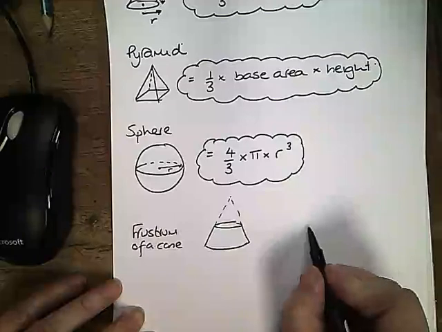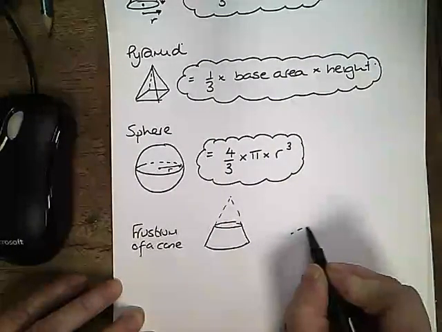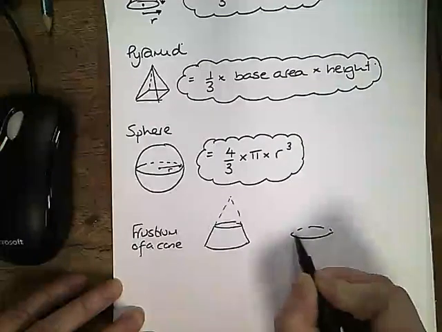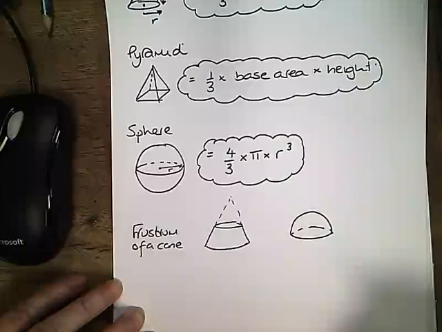And as I said about the hemisphere, if we have our hemisphere like this, our half a sphere, then you find out the whole sphere and then divide that by 2.